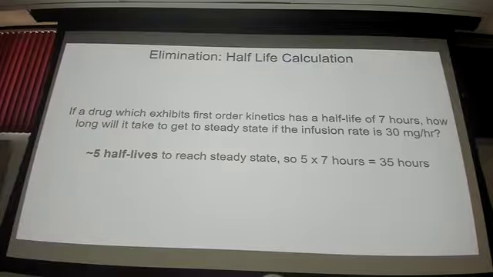So here's another question. You guys may see something similar to this somewhere in the near future. If a drug which exhibits first order kinetics has a half-life of 7 hours, how long will it take for that drug to reach steady state if the infusion rate is 30 milligrams per hour? Again, 5 half-lives times a drug's half-life, which is 7 in this case, equals 35 hours for that drug to reach steady state. All right?